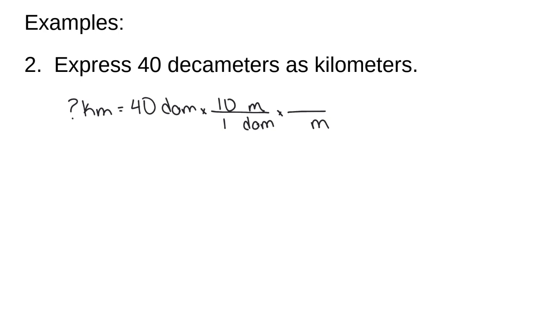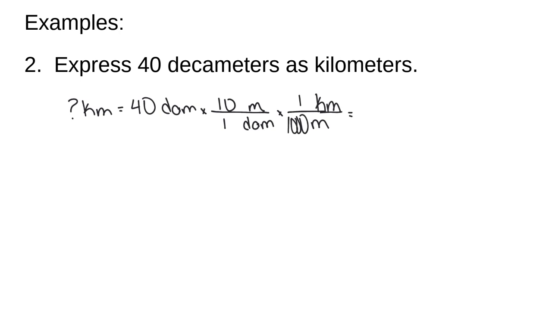From meters, I really want to go to kilometers because that's what it's asking. Some people say kilometers, same thing. That word is the same. It's just pronounced a couple different ways sometimes. So from meters, we're going to kilometers. 1 kilometer is 1,000 meters.